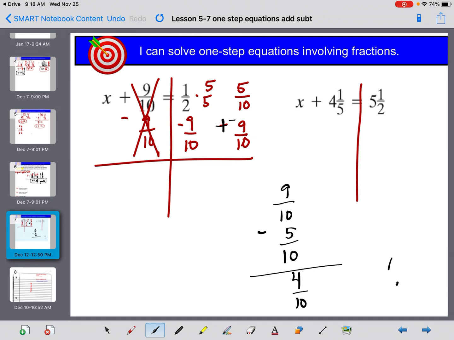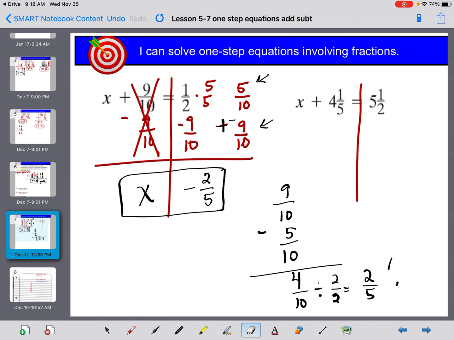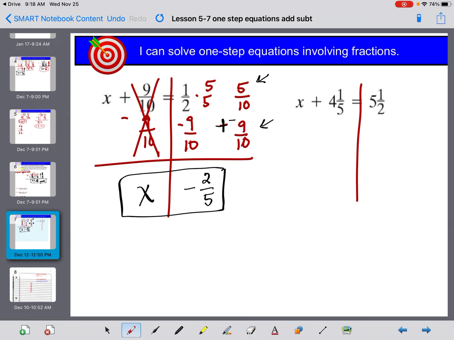And I get 4/10. Then I give the answer the sign of the bigger number. Well, first let's reduce this also. And I get 2/5, really. So 2/5 is my answer, but which one has the bigger absolute value? 5/10 or -9/10? Well, -9/10 does, and -9/10 is negative. So you should get x equals -2/5. So make sure you're using those integer rules that you learned from chapter 1.